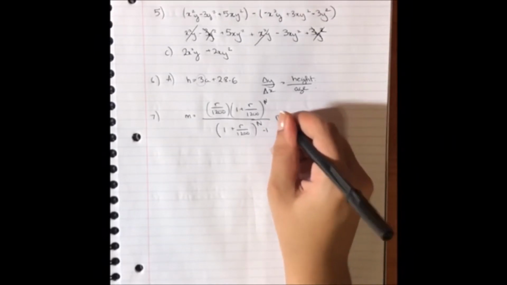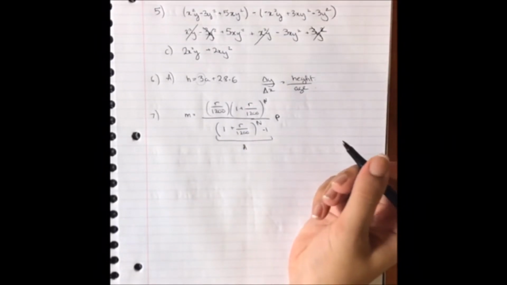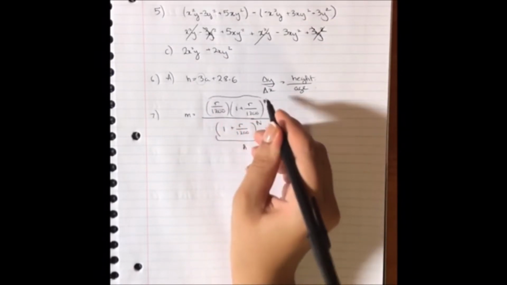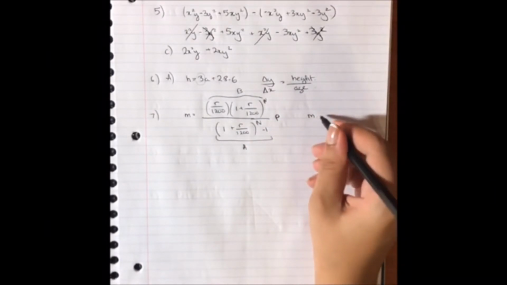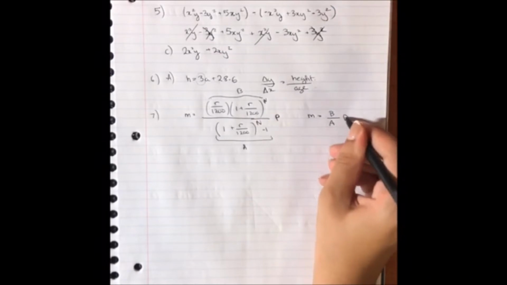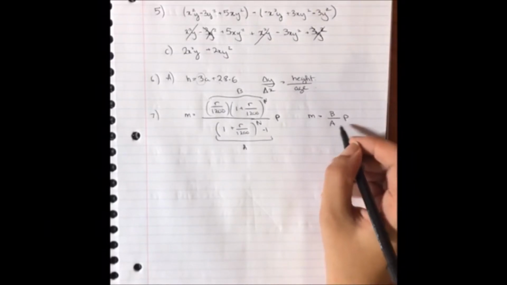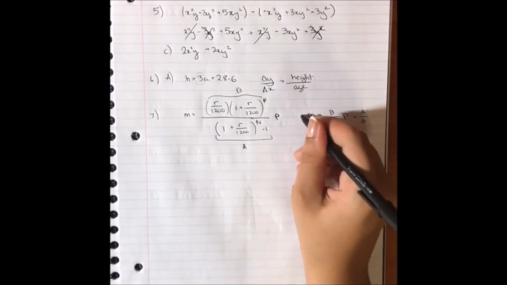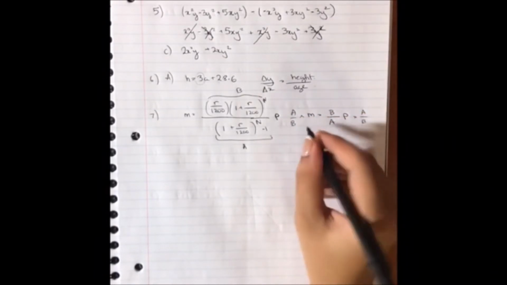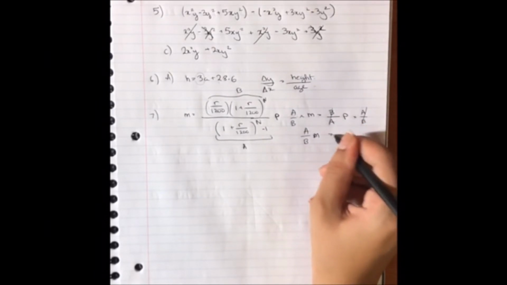So what I mean by that is, I'm looking for P, and I'm going to treat this entire denominator as an entire section. I'm going to title it A, and this entire numerator as B. So I'm going to simplify this entire thing into M is equal to B over A times P. And the way that works is that I'm going to multiply by the reciprocal of B over A on both sides. So multiply by A over B, multiply by A over B. And that gives me, after canceling, A over B times M is equal to P.